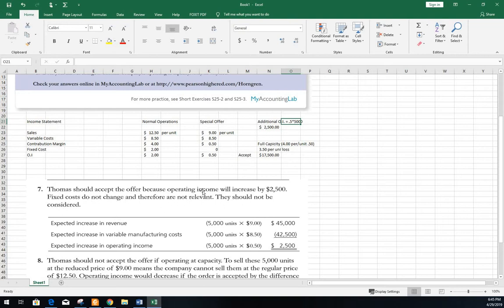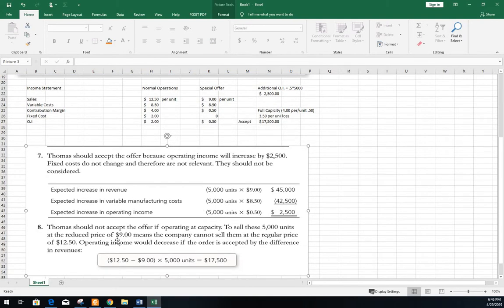Fixed costs do not change and therefore are not relevant. Right there we have 0. Fixed costs do not change and are not relevant. They should not be considered, so we're not considering that. And that's why I have a 0 there. And what they did was they just took the number of units times the price to get the increase in revenue, and then the number of units times the variable cost, and then subtracted those to get the 2,500. But you could also do it the way I did it. I think it's more comfortable for me to make this income statement because we've done that multiple times in previous chapters and it comes out the same. However, you can also arrive at the answer doing it this way.